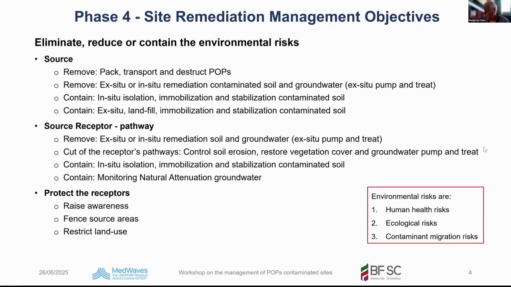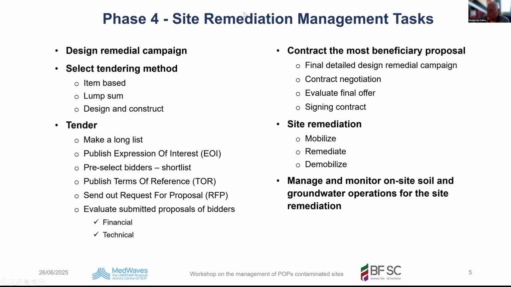Summarized, of course. And environmental risks, we talk about human health risk, ecological risk, and contaminant migration risk. The task of the remediation is to design the remediation campaign. You have to make a design, then select the tendering method. You have different types of tendering.